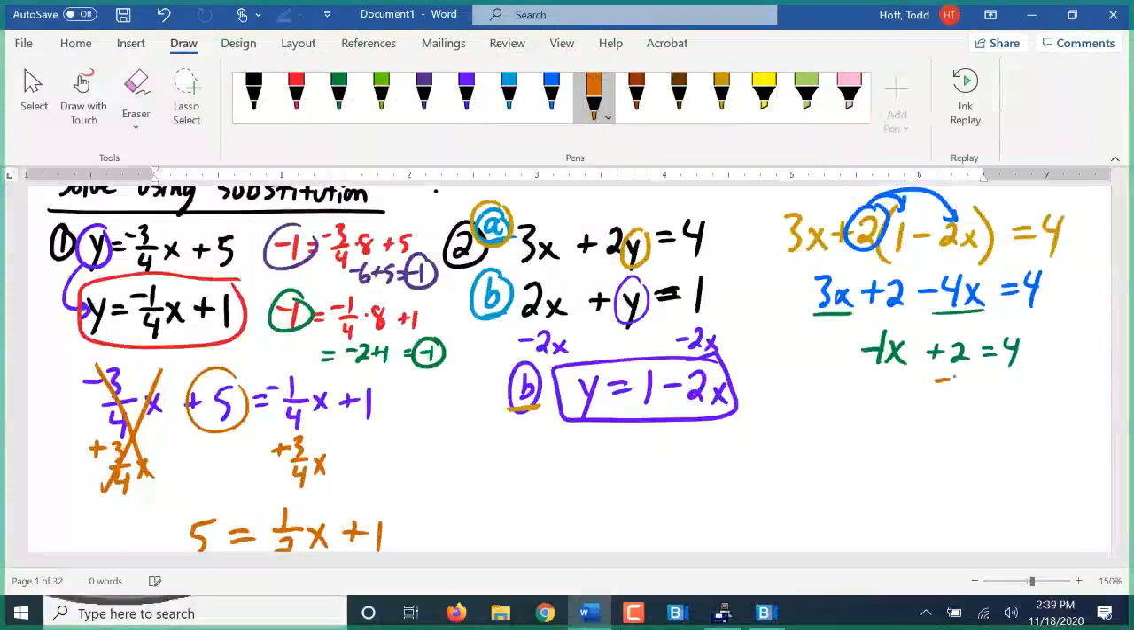We'll subtract 2 from both sides. Now we can start to solve. Subtract 2 from both sides. We have negative 1x equals 2. And we divide by negative 1. X equals negative 2.